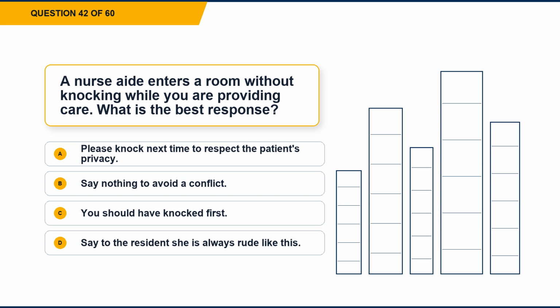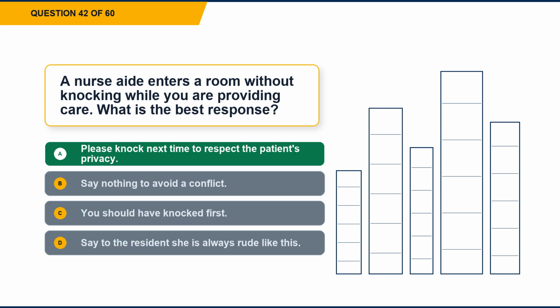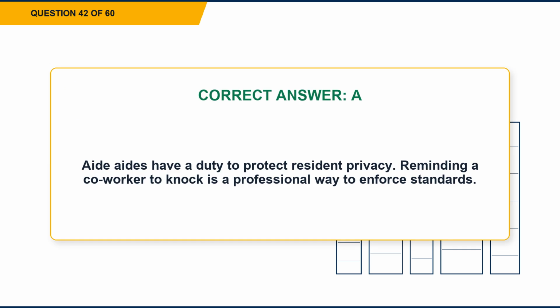Option B, say nothing to avoid a conflict. Option C, you should have knocked first. Option D, say to the resident she is always rude like this. The correct answer is option A, please knock next time to respect the patient's privacy. Explanation. Aides have a duty to protect resident privacy. Reminding a coworker to knock is a professional way to enforce standards.